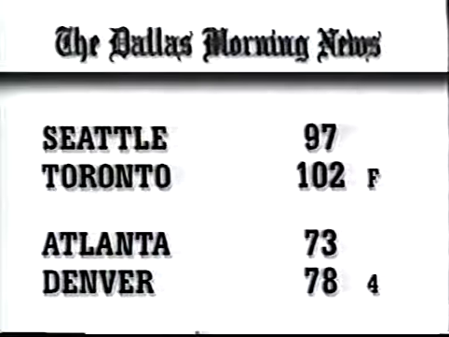You know who's in great, great heights these days? The Toronto Raptors. Let's take a look at the Dallas Morning News scoreboard. Toronto makes it 3 in a row with a 102-97 win over Seattle. Denver trying to hang on against Atlanta in the fourth quarter at Denver. And we'll be back to Reunion Arena after these messages.